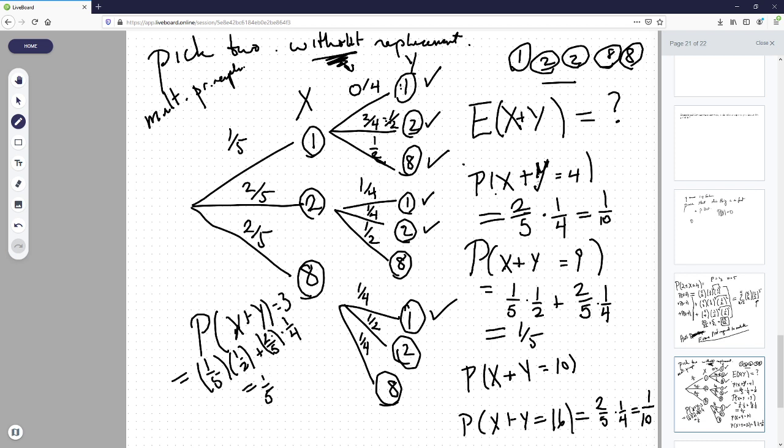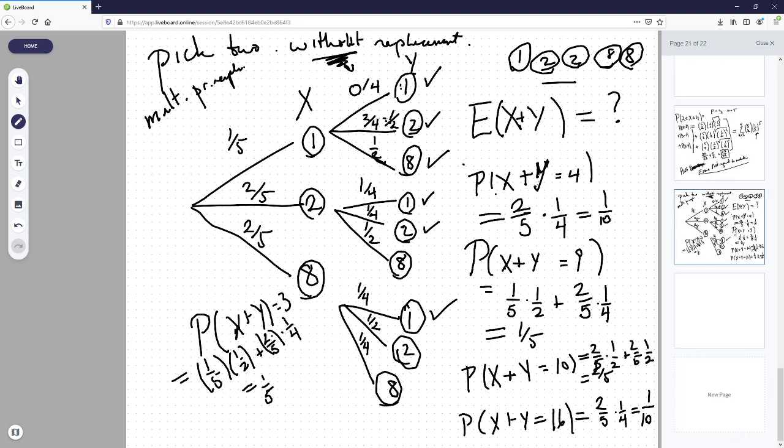And so the last one here, you can either get 10 by doing 2 and 8 or 8 and 2. Either way, they're both 2/5 times 1/2, so you get 2/5 times 1/2 plus 2/5 times 1/2. So we're going to get 2/5 total there. So let's make a new chart.